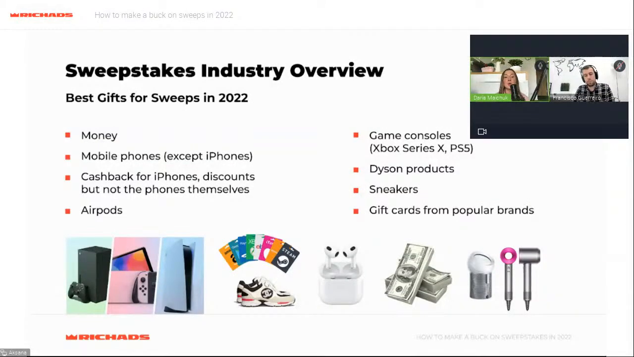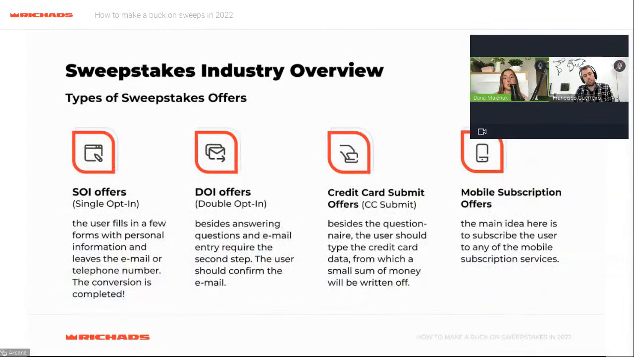The next point is about choosing an offer. Sweeps seem very easy to convert because users should leave their data and this is all. But everything is not as simple as it seems. On the slide, you can see different types of offers. Two of them, SOI and DOI, require the user to leave their data. But DOI is a harder one. The user should confirm the email. These two options are good for newbies. They are more or less simple. More experienced affiliates can choose credit card submit.